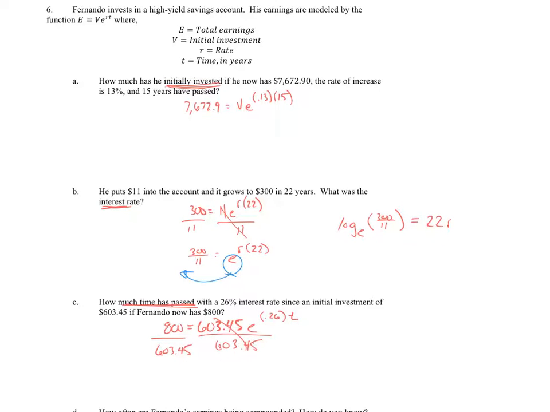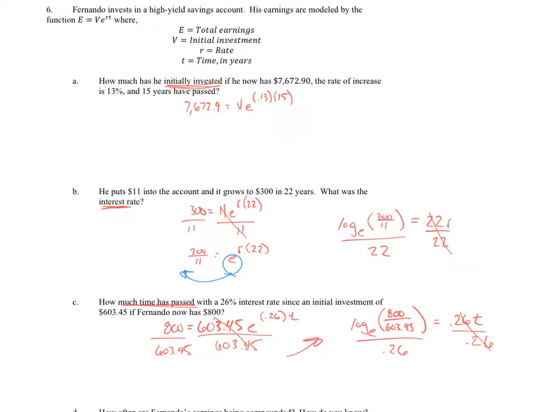And in C, you're going to be left with log base e of 800 divided by $603.45 equals 0.26T. Your final step in each of these is going to be exactly the same. Just divide by the coefficient of your variable. So in B, it's going to be divided by 22. In C, it's going to be dividing by 0.26. So those problems are pretty much the same at that point. That'll get rid of the coefficient. You got your variable by itself.